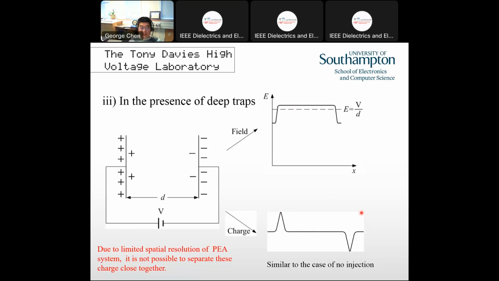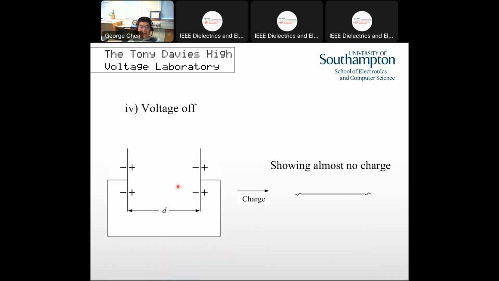And the fourth scenario is, okay, if that's the case, what happens if I remove the external voltage and we only leave this deep trapped charge in the system? That should allow us to measure or observe it. But in reality, these two charges are still very close, and due to the limitation of the spatial resolution, we still are not able to see it. So that's why for nano-dielectric material with a lower concentration of nanoparticles, when we remove the electric field we still don't see the charge, but actually it's there. So hopefully the above answers the question of why we can't measure them directly using the PEA technique.